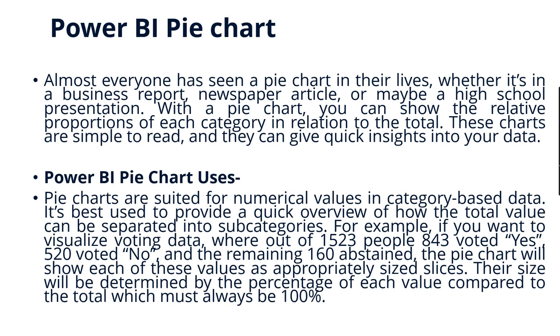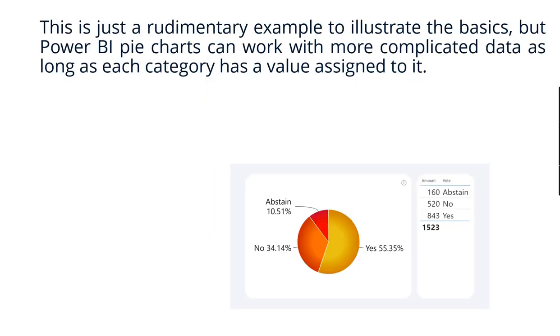For which purpose do we use a Power BI pie chart? It is suited for comparison of numerical values in category-based data. It's best suited to provide a quick overview of how the total can be separated into subcategories. For example, if you want to visualize voting data of 1523 people, 843 voted yes, 520 voted no, and the remaining 160 were absent. The pie chart will show each of these as appropriately sized slices. If we go to the chart, you can see how much percentage there is for no, for yes, or for abstaining.